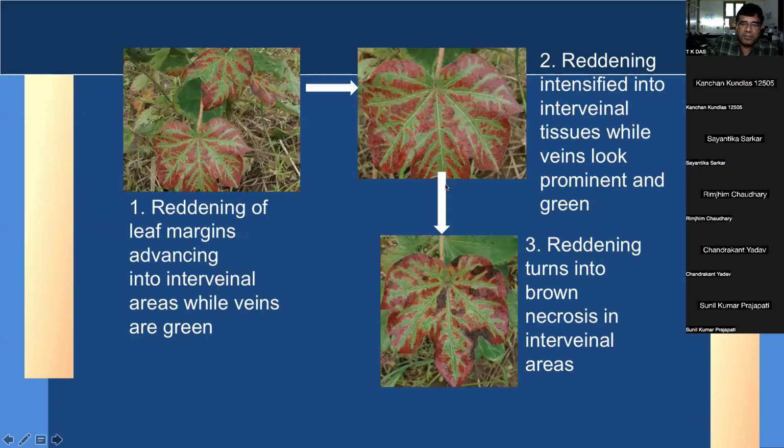You can see this reddening is happening, reddening of leaf margins advancing into intervenal areas while veins are green in this case. Then in number 2, if deficiency continues, reddening intensifies into intervenal tissues while veins look prominent and green. Reddening turns into brown necrosis. From red they will become brown, and necrosis means they will die. At stage 3, if you apply or supply magnesium sulfate spray, whatever you want, they will not recover because necrosis has happened.